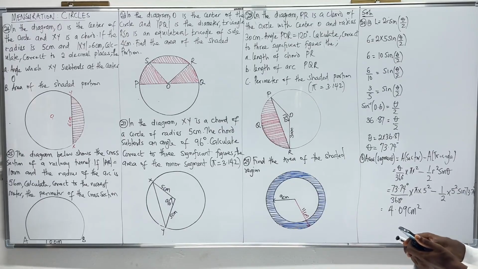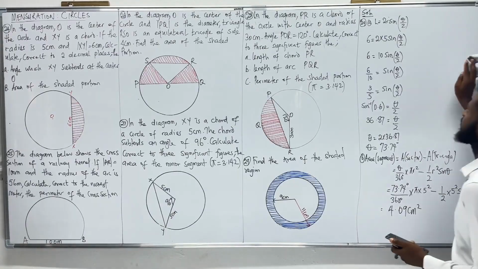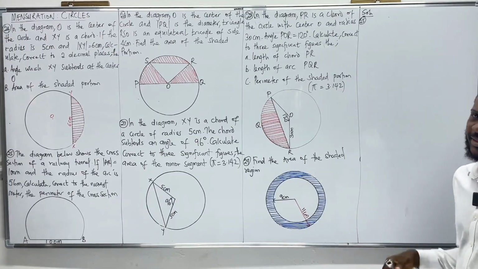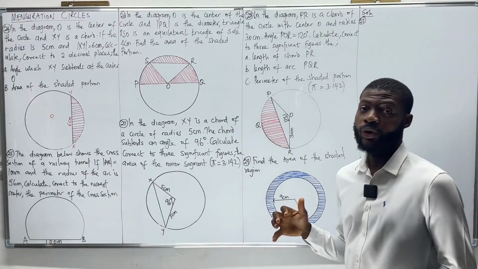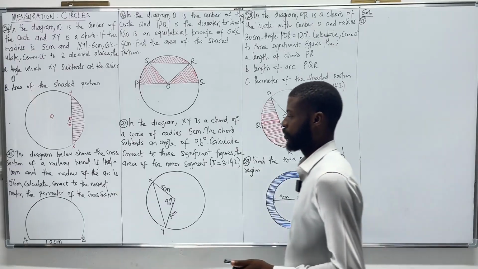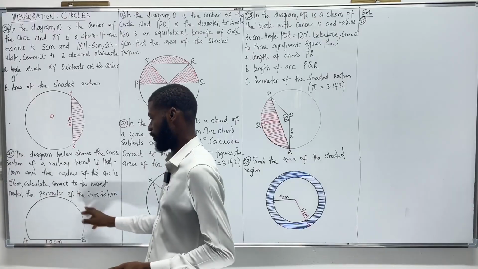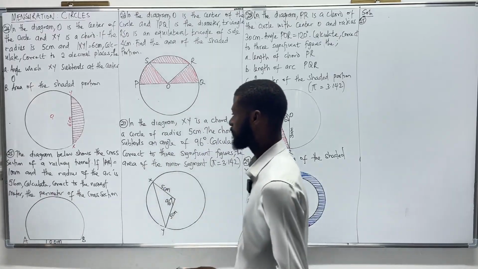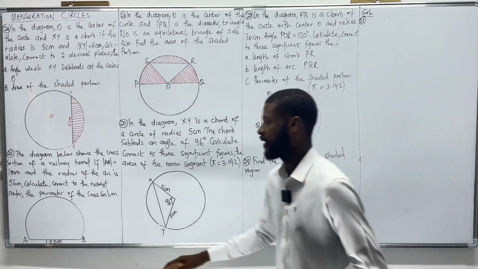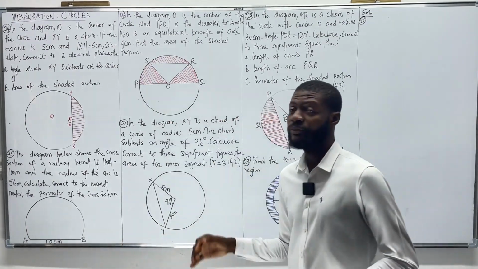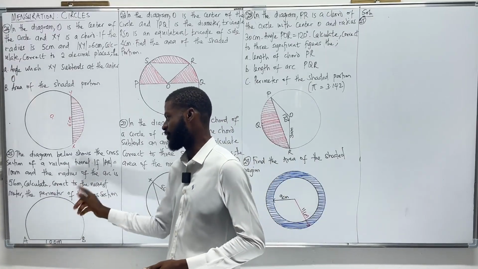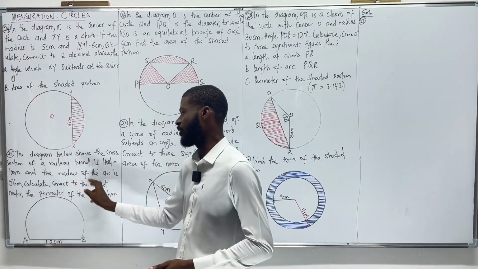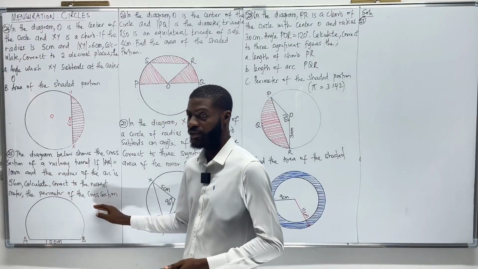Okay, so let's move on to the next one, question 25. I need to wipe this part since I'm using only this side. Question 25 is also similar. The diagram shows the cross section of a railway tunnel. You could travel from this point to this point, and it's a railway. If AB is 100 meters, and the radius of the arc, that's the radius of this very circle, is 56 meters. Calculate, correct to the nearest meter, the perimeter of the cross section.